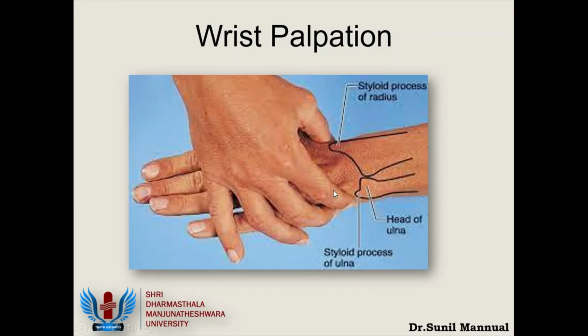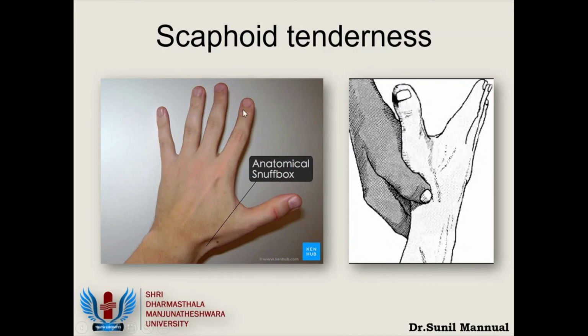So if you find that the radial styloid is at the same level as the ulnar styloid or at a higher level than the ulnar styloid, then you have a pathological wrist. The other thing is, I mentioned to you about the anatomical snuff box. You want to palpate the anatomical snuff box to elicit something called the scaphoid tenderness. So you want to know whether there is any injury or inflammation in the area of the scaphoid.